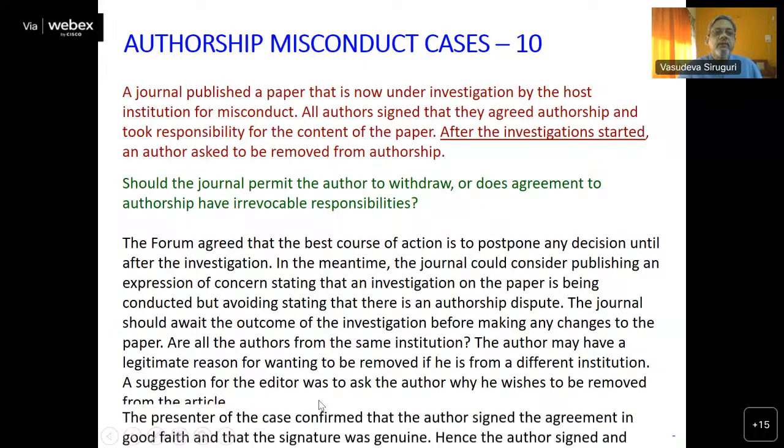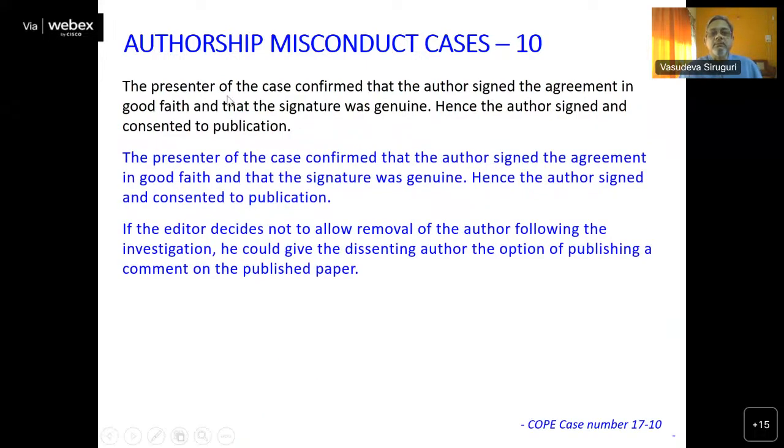Okay. Then they found that all the authors, including this fellow, had signed the agreement in good faith, and the signature was also correct. So the author signed and consented to the publication, and he was responsible. So the presenter of the case, that means the person who was investigating for the journal, confirmed that the author signed the agreement, the signature was true, and he consented to publication. So the editor decides not to allow removal of the author following the investigation. He could give the dissenting author the option of publishing a comment on the published paper. So it is up to that fellow now.